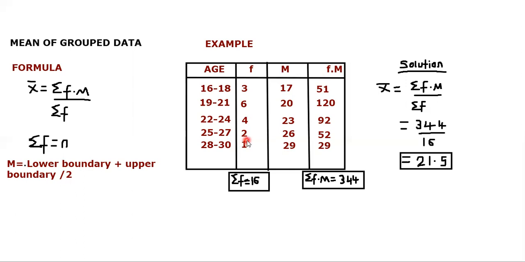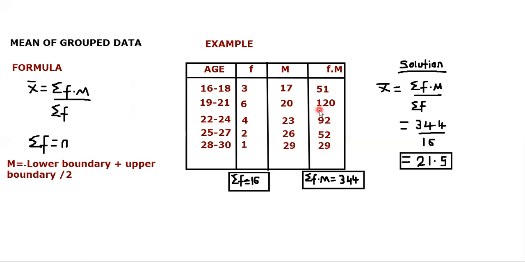Okay, so how now do we calculate the midpoint? We've been given the formula. We must find the average of the lower and upper boundary. So in this case, the average of 16 and 18 is 17, okay? The average of 19 and 21, which is simply 19 plus 21 divided by 2, is 20. All right, you can pause the video if you want to and find the rest of the values. So the rest of the values are 23, 26, and 29, all right?